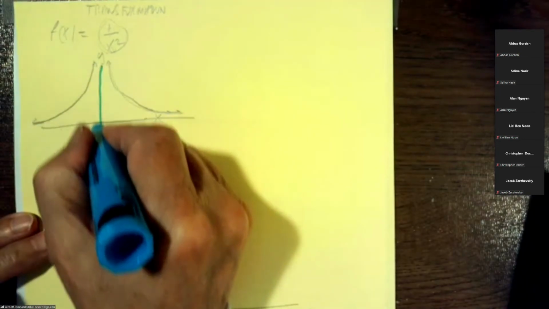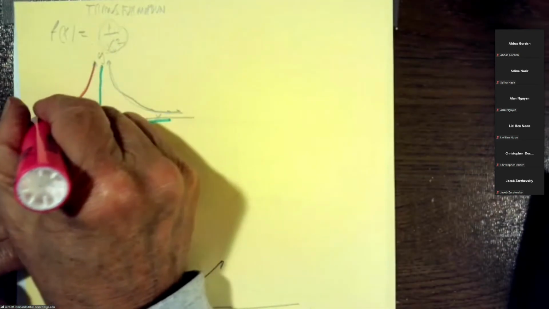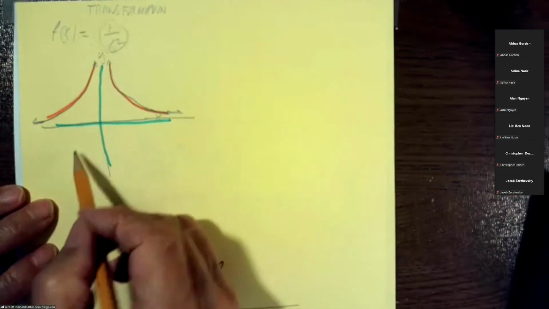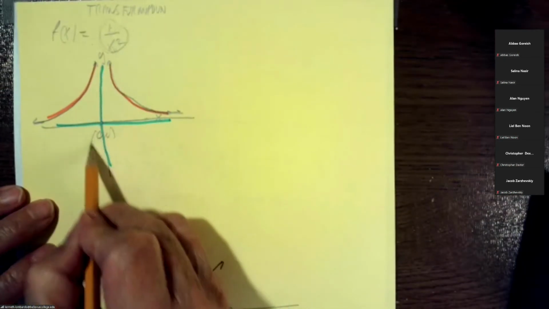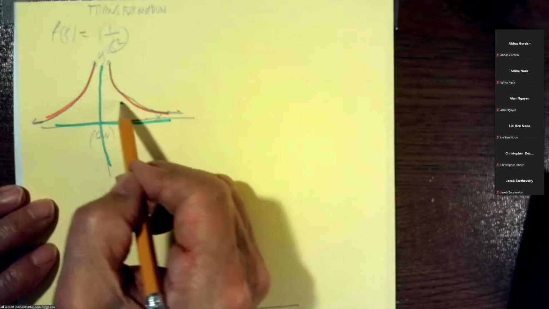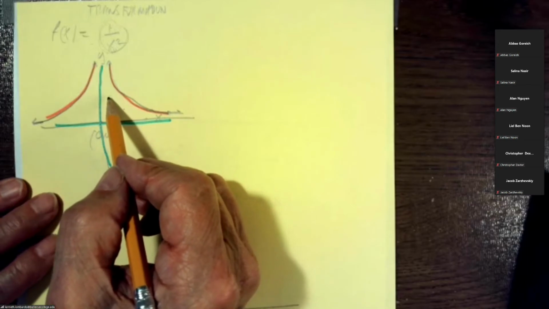All right, so we'll have our x and y axis here, and our function is going to look sort of like that. Okay. And here's our origin. So we start out with, let's say, a parent function that looks like this. And now we want to transform that.